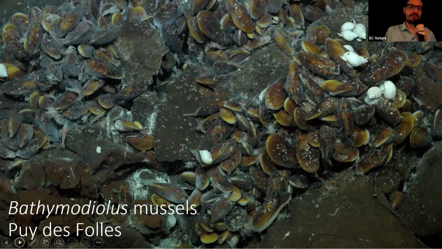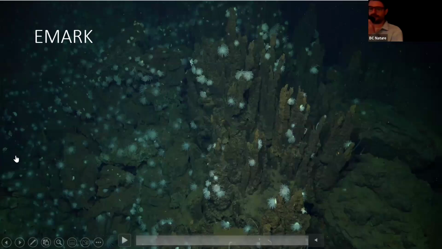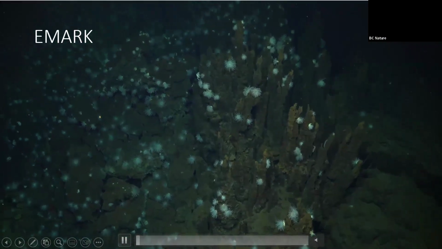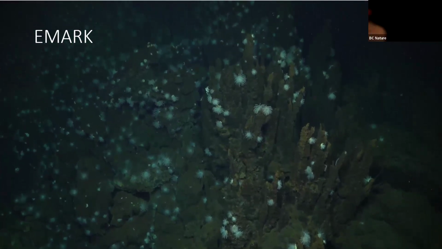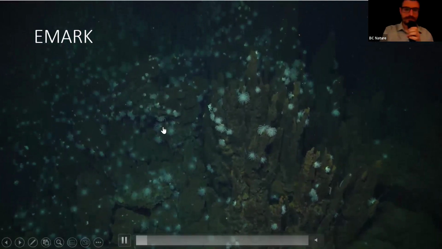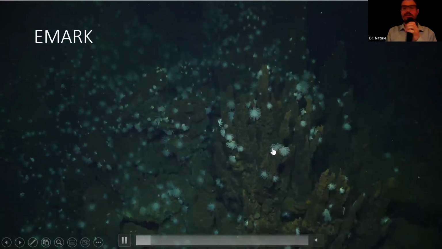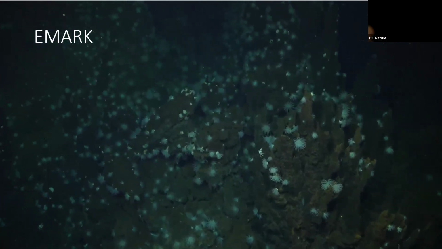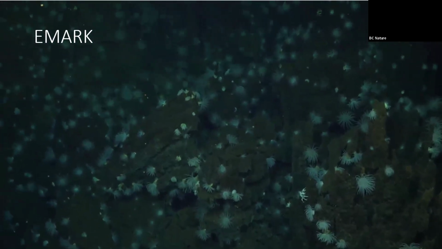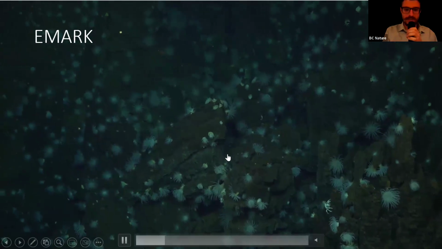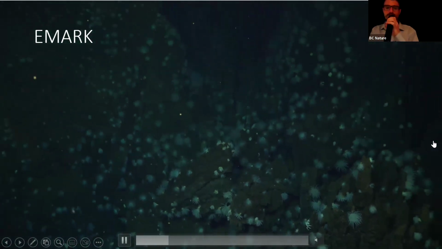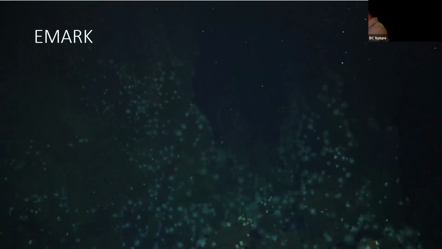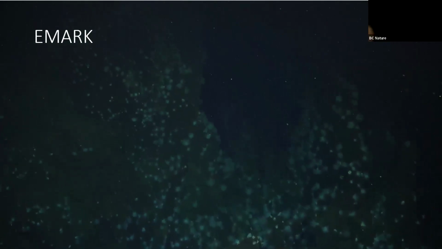Okay. Let's go now to Imark, the second site that we explored. So this is what we found. This is the base of a chimney, also about 14 meters tall. And as you can see, it was full of anemones. Some hydrothermal vents in the Atlantic have these kind of fields of anemones. But what we were not expecting is, as you will see now, that these anemones basically go from the base of the chimney all the way up until you find the fluids where the shrimps and mussels would be expected.